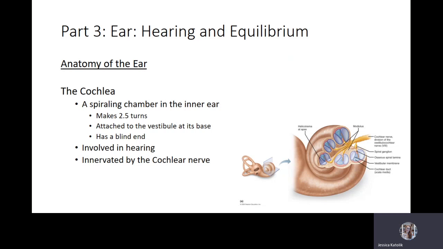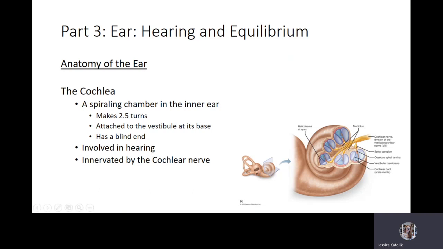So now let's talk about the cochlea. The cochlea is going to be a region of the internal or inner ear, and it's going to be a snail shape, and it makes about 2.5 turns. And it's going to connect to the vestibule at its base. And as I said before, it's going to be involved in hearing.